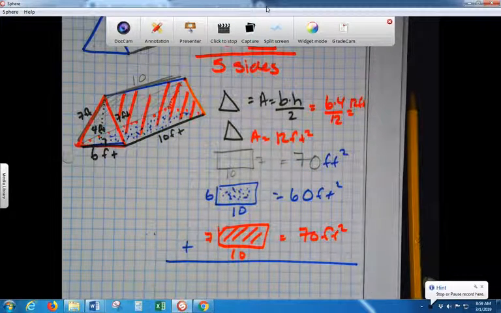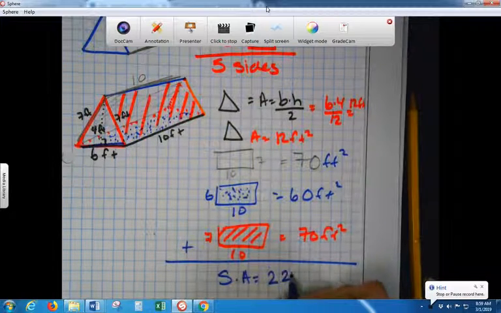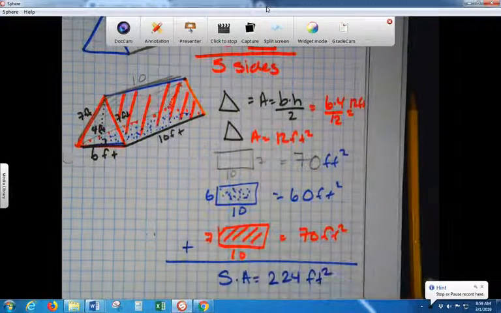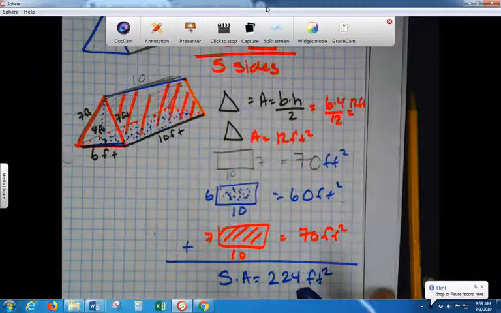So surface area is 224 feet squared. It's very similar to a rectangular prism. This one's a little bit harder because you're dealing with a triangle. But again, the math is not difficult. It's just a lot, and you just have to write it down. There's no other choice. All right, see if we can do this one.